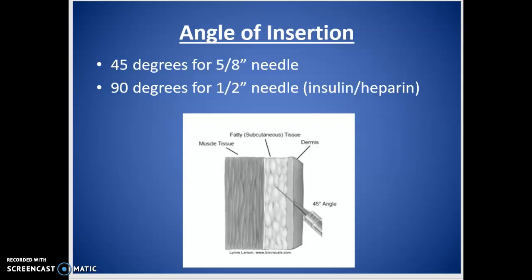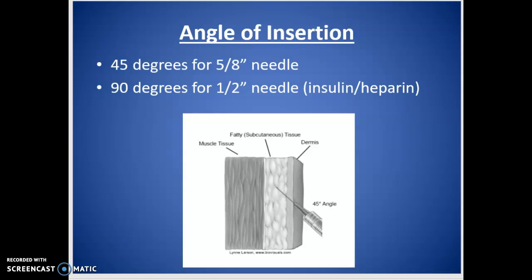So when we talk about the angle of insertion for a subq injection, it's generally speaking 45 degrees, and that's for a 5/8 inch needle. 90 degrees for a 1/2 inch needle. So that's, once again, they're talking about insulin, heparin. Once again, a 1/2 inch needle is most likely going to be used on a newborn or on an infant.